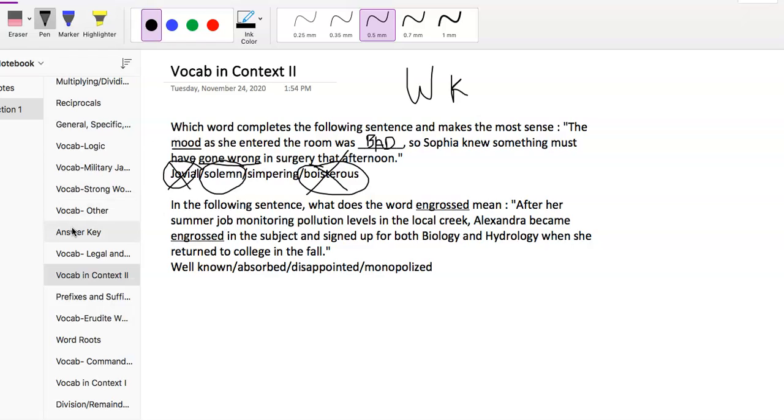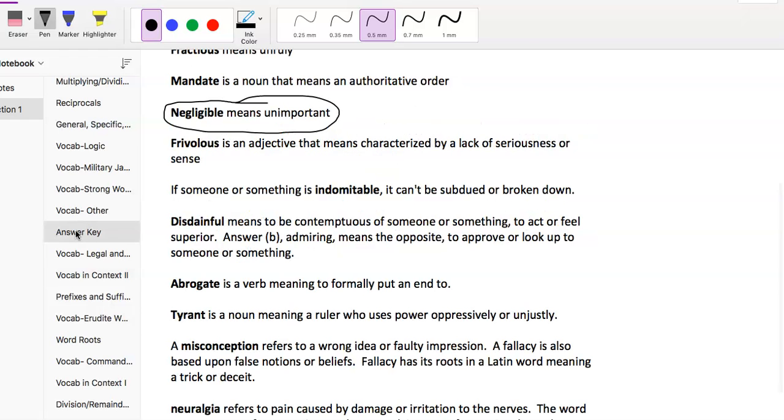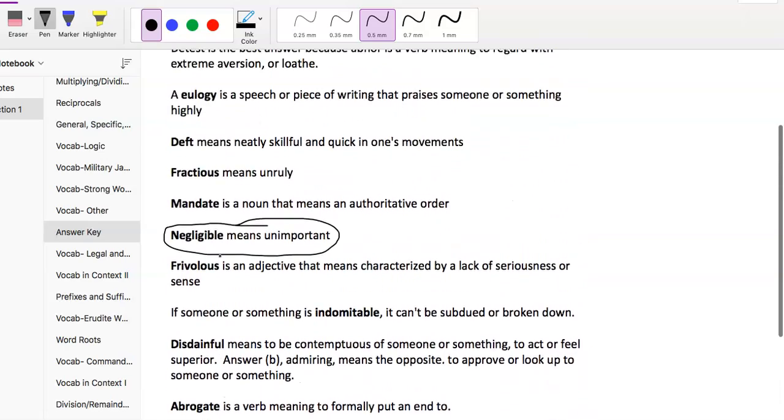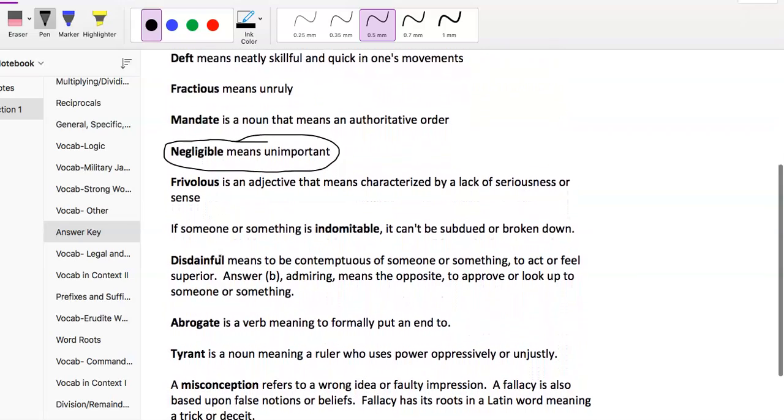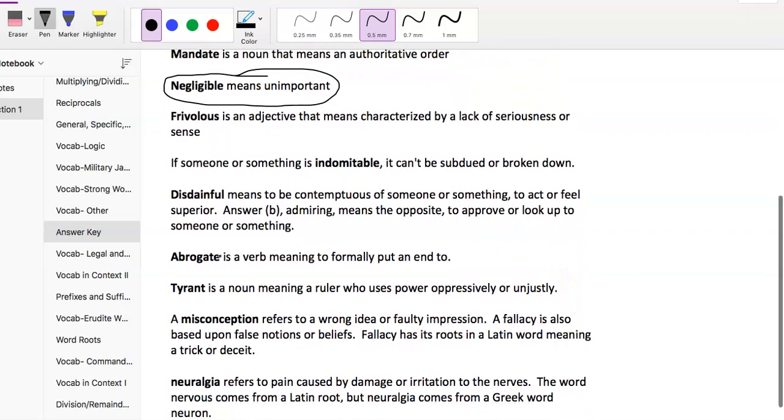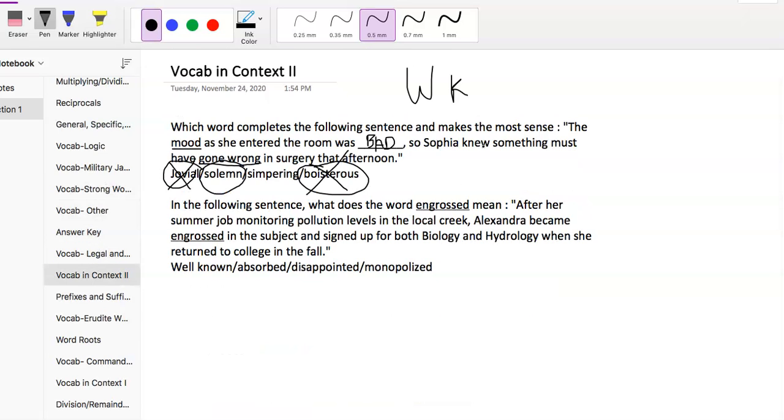Let's see if we got any help with the answer key here for vocab in context 2. I guess we don't. Sorry about that. I thought we had something there for solemn. But anyway, solemn is much more like reflecting sadness. There's a solemn mood, where a lot of times people are quiet. So that would be the answer that we're looking for. Let's do another one.